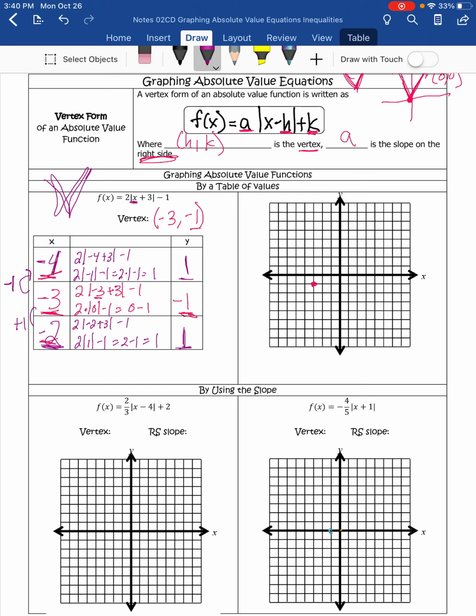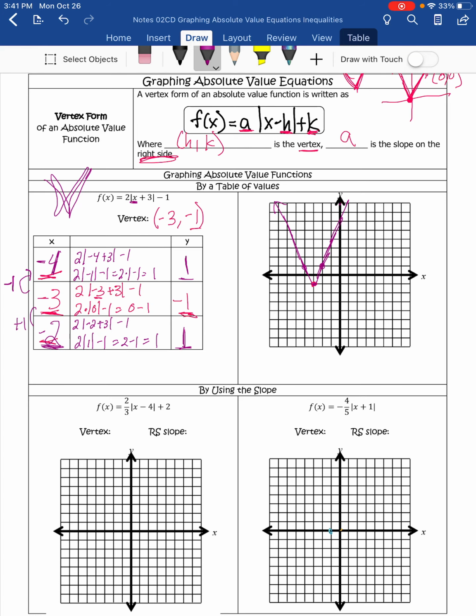Okay, so I plot my points. So my first point, my vertex, is negative 3, negative 1. Then I have negative 2, positive 1. And I have negative 4, positive 1. And so this is what my graph would look like.